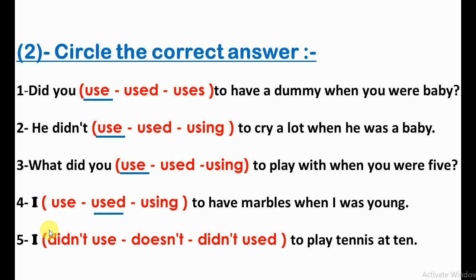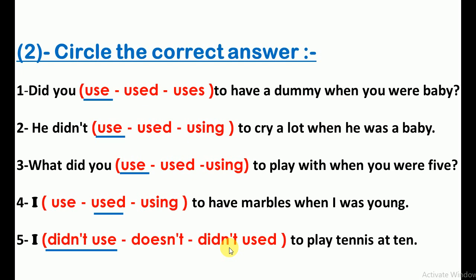All right, number 5. I didn't use or I doesn't use. Sorry, I forgot use here. Or didn't use. So which one is correct? Didn't use, doesn't use, or didn't use. Good job. We never say didn't used. Remember when I told you after didn't you cannot use d at the end of used? No, we have to use the infinitive form which is use. I didn't use to play tennis at 10. That means I never did that when I was 10. All right?